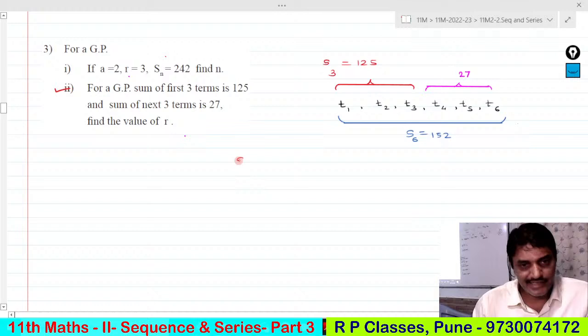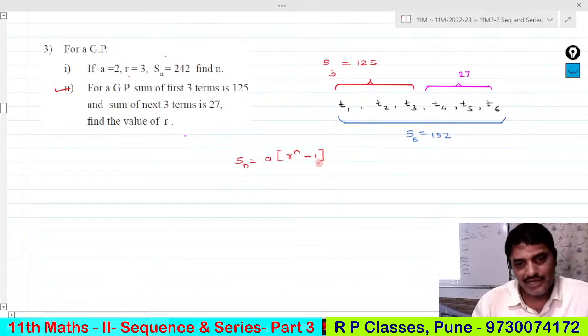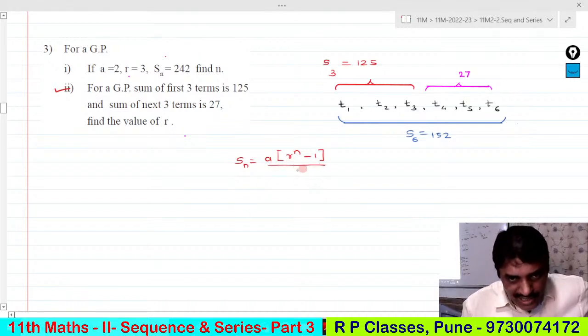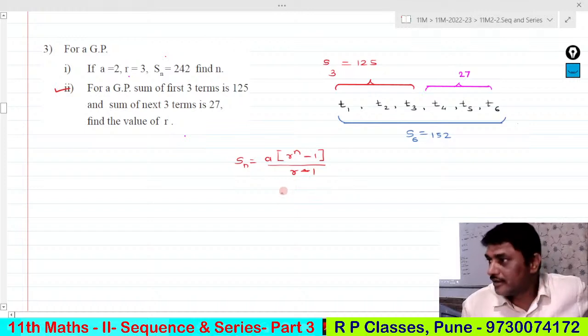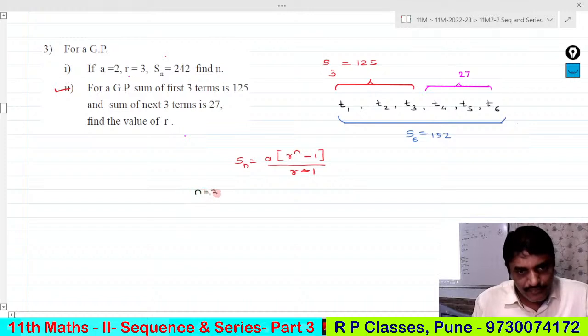What is the formula for Sn? Sn is equal to a into r... अब मुझे पता नहीं r क्या है, छोटा है बड़ा है, I don't know anything, so I'll write this as r raised to n minus 1 upon r minus 1, correct? Right? So I'll use the formula for n is equal to 3 and for n is equal to 6, दोनों के लिए. तो क्या बनेगा ये? S3 is equal to a, I don't know a, r, I don't know that also, r cube minus 1 divided by r minus 1.